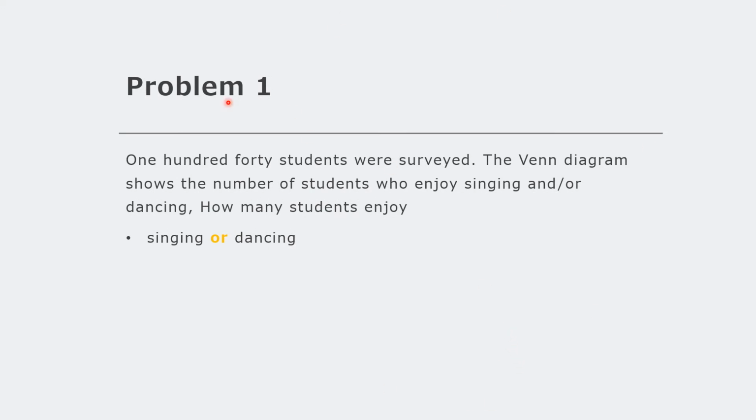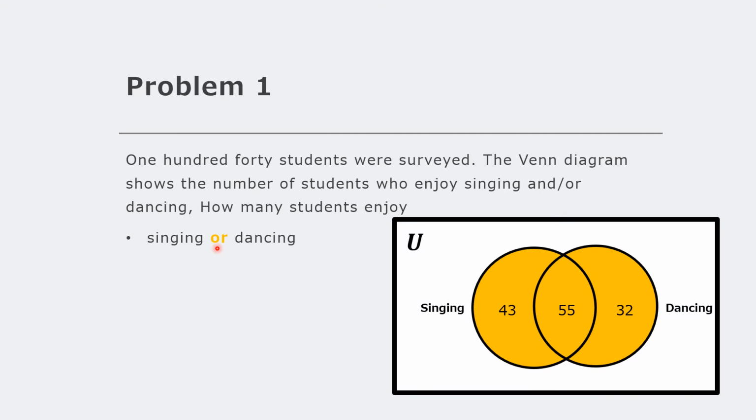So let's have now the second thing that we need to find the answer for, which is singing or dancing. When there is a conjunction or, it could be represented by this one. So we want to get both, those that like singing or dancing. So you will have 43, 55, and 32. You need to add it up, or we can have the union. When you have the conjunction or, we combine all the elements from the two sets. So 43 plus 55 plus 32. So the answer would be 130.